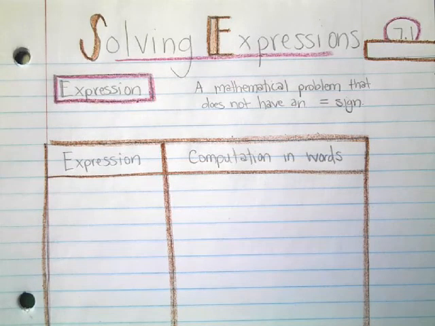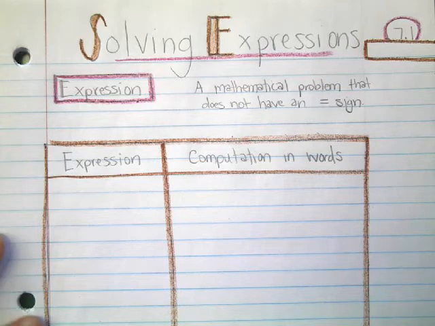Okay, so as you have written, an expression is a mathematical problem that does not have an equal sign. It's kind of like giving information without telling you equals, but you still have to know that you're trying to solve that problem, okay? So we're going to give some examples of what is an expression and how you write that in words. We may not even have to solve them today. I think we will a few, but for the most part, we're just understanding what is an expression and how you represent that computation in words.